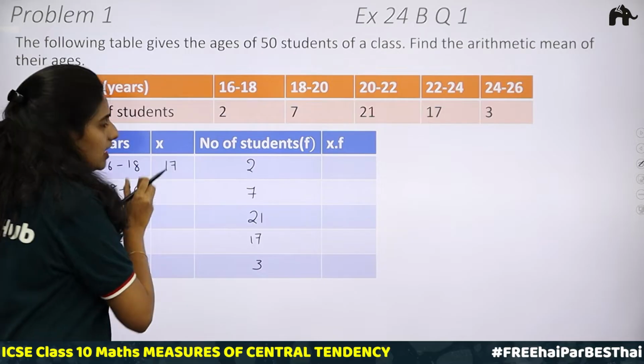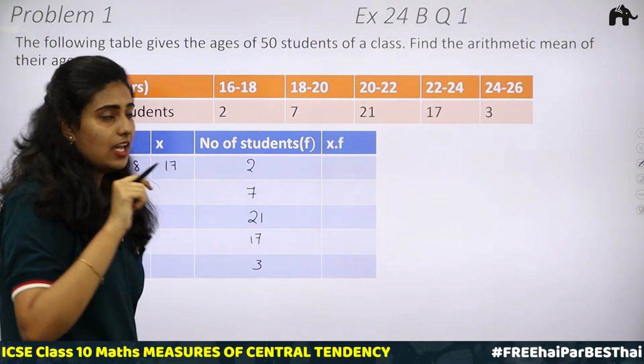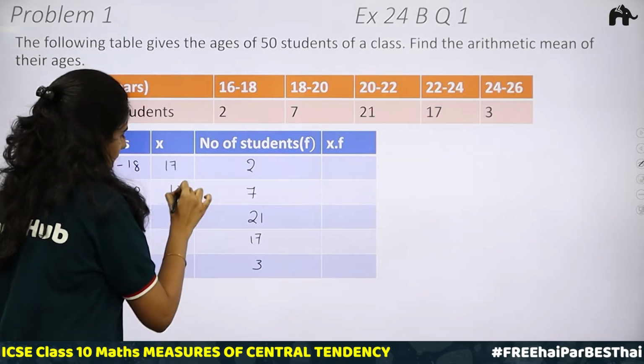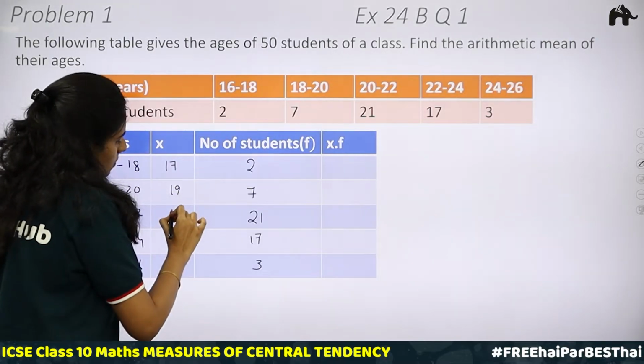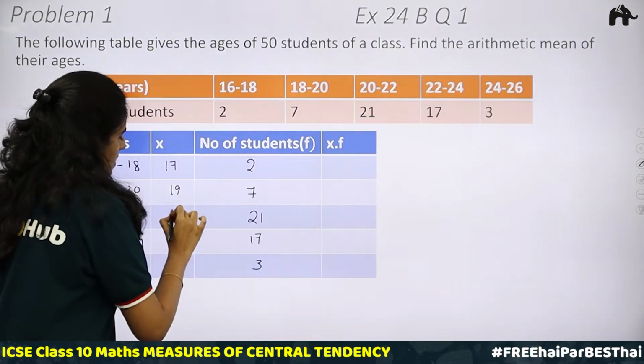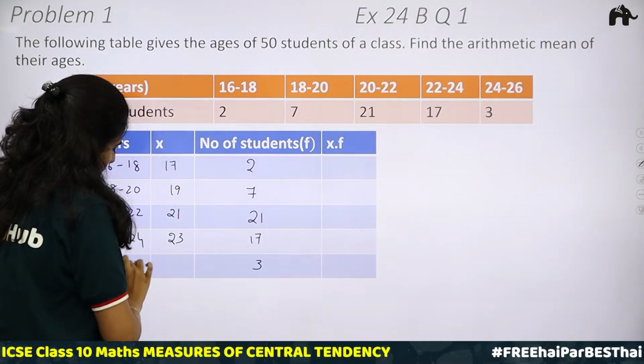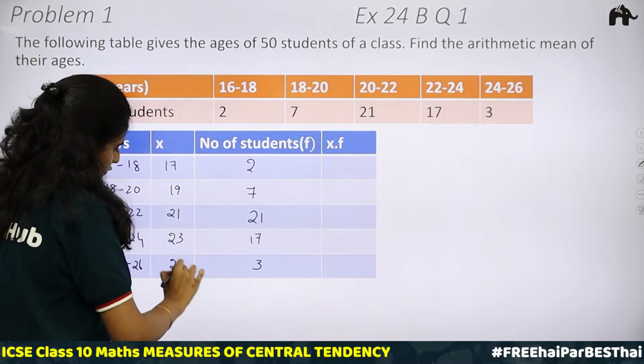Okay, then 18 and 20. What is the mid value? The number which lies between 18 and 20, we have 19. 20 to 22: 20 plus 22, 42, 42 by 2, which is 21. 22 to 24, we have 23. 24 to 26, we get 25.